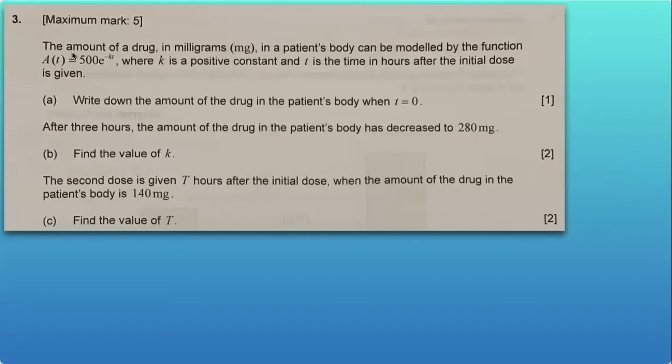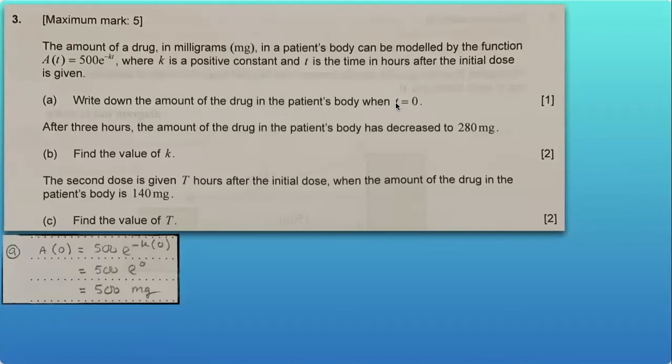Number 3. The amount of a drug in milligrams, mg, in a patient's body can be modeled by the function A of t is equal to 500 multiplied by e to the power of negative kt, where k is a positive constant and T is the time in hours after the initial dose is given. Question A. Write down the amount of the drug in the patient's body when T is equal to 0.